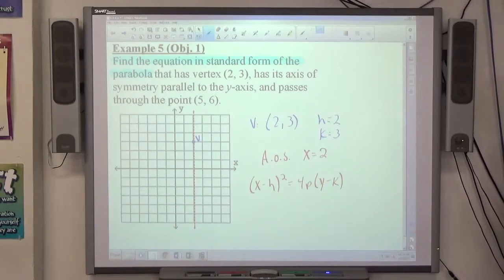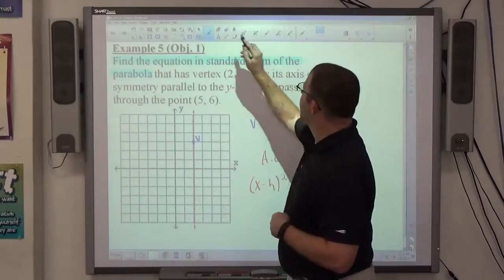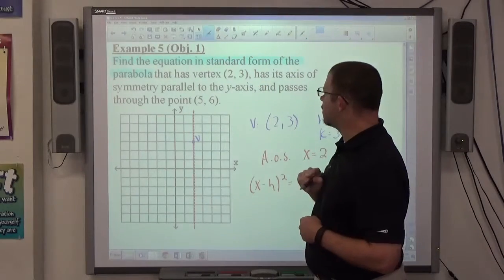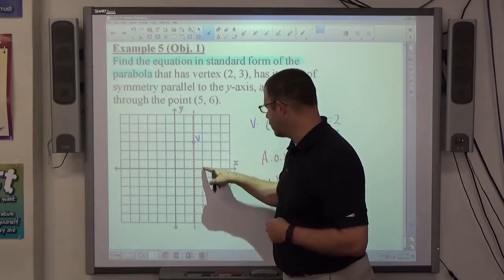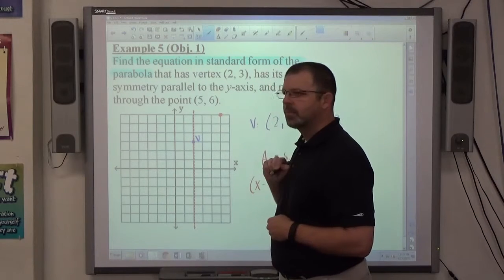Okay. Now in order to find p, I'm supposed to either know the focus or the directrix, and there's where the issue is. They don't tell me the focus or directrix. Right? So the other thing they tell me is this. It says it passes through the point 5, 6. 1, 2, 3, 4, 5, 1, 2, 3, 4, 5, 6. The parabola goes through that point.